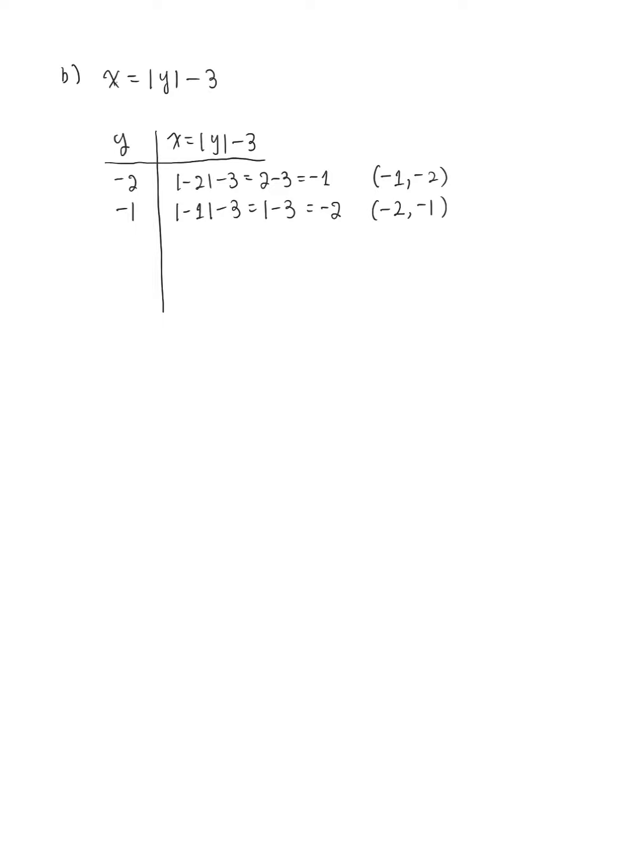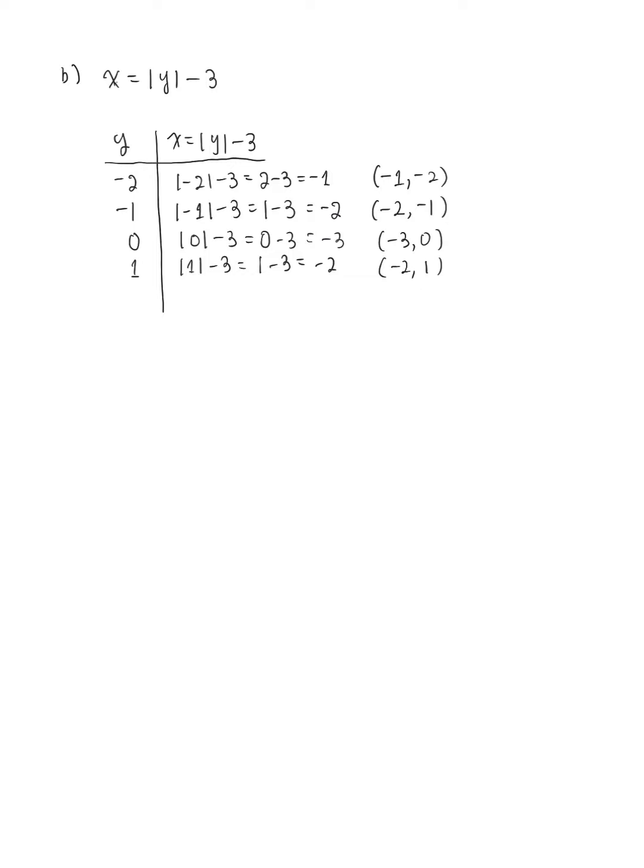All right, now let's go with the 0. So we got an absolute value of 0 minus 3, which is 0 minus 3, which is -3. So you're going to have -3 comma 0. And let's just go 1. Then you're going to have an absolute value of 1 minus 3, which is just 1 minus 3. So you're going to have a -2. So we're going to be plotting -2 comma 1.